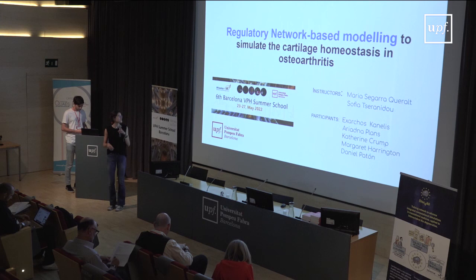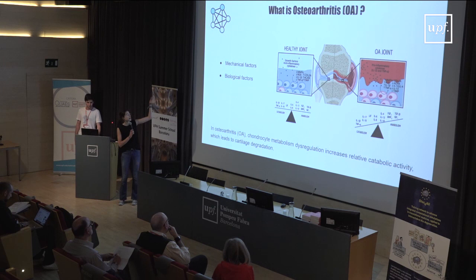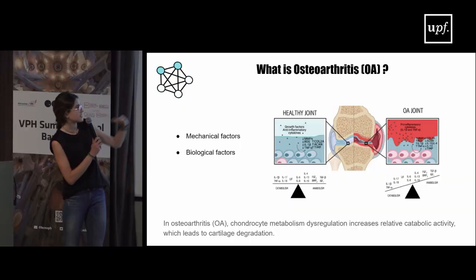Okay. What is osteoarthritis? Osteoarthritis is a multifactorial degenerative disease mainly characterized by bone damage and cartilage degeneration. We focus on cartilage degeneration.